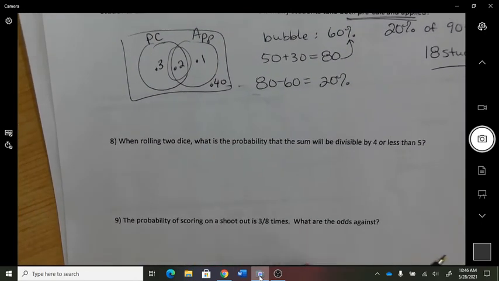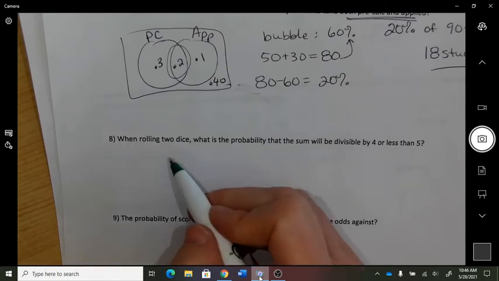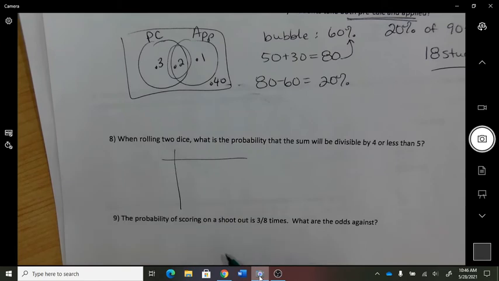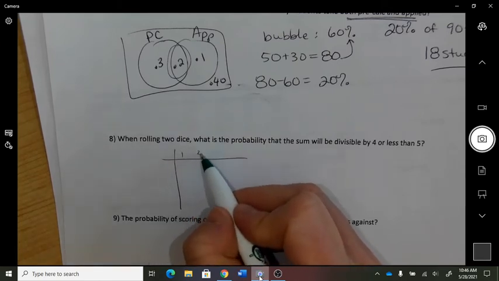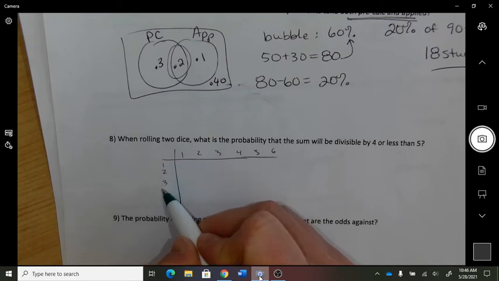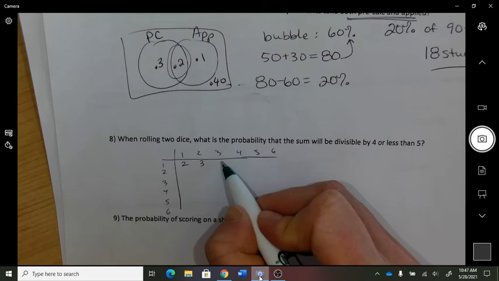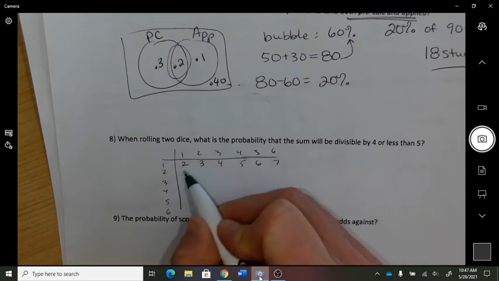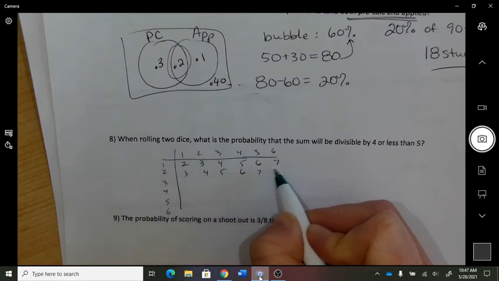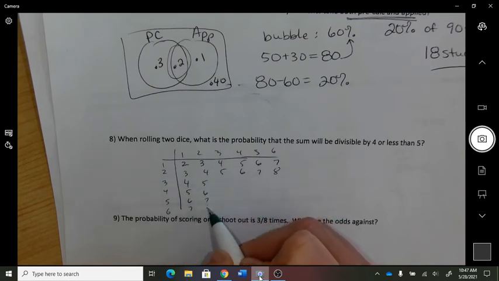When rolling 2 dice, what's the probability that the sum is divisible by 4 or less than 5? Okay, so when you're doing dice, 1, 2, 3, 4, 5, 6 is the options. And then we're going to think about the sum. So 2 would be the sum if you did that, etc. So filling this out is what you're kind of visualizing.